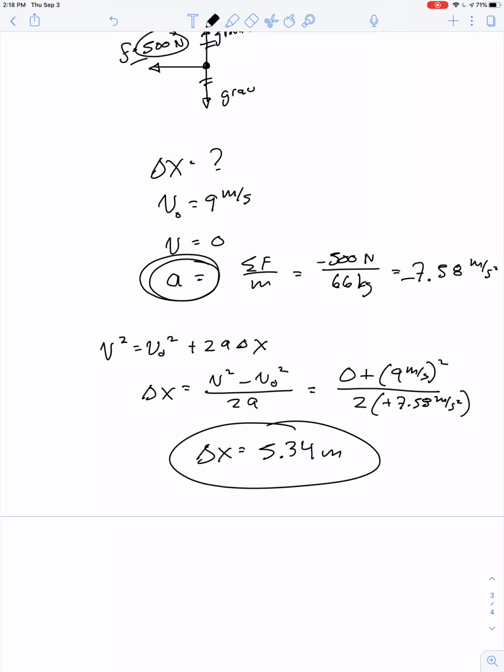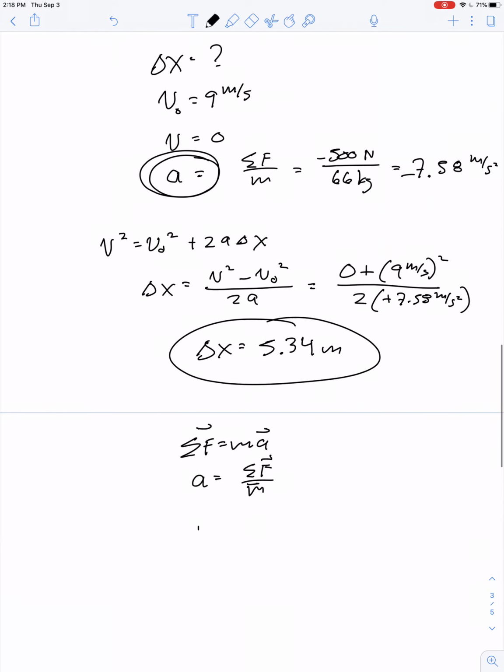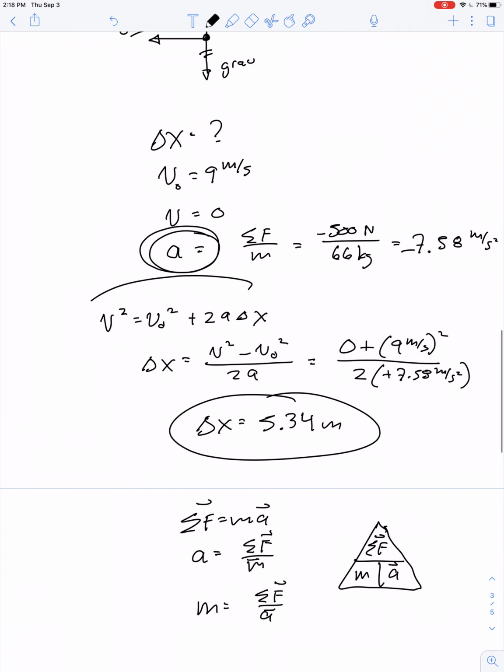Okay, so there you have it. A couple quick examples of applying the formula, either net force equals mass times acceleration, or acceleration equals net force divided by mass, or mass is equal to net force divided by acceleration. Okay, all three forms of that Newton's second law equation can be seen if we write it in the form of this triangle. And of course, we can't disregard our understanding of kinematics as we proceed through the material.